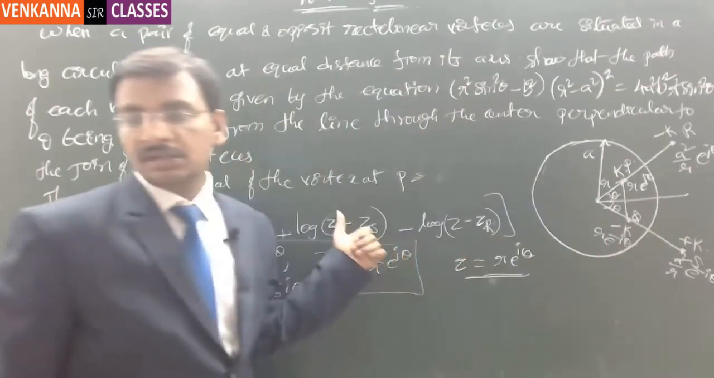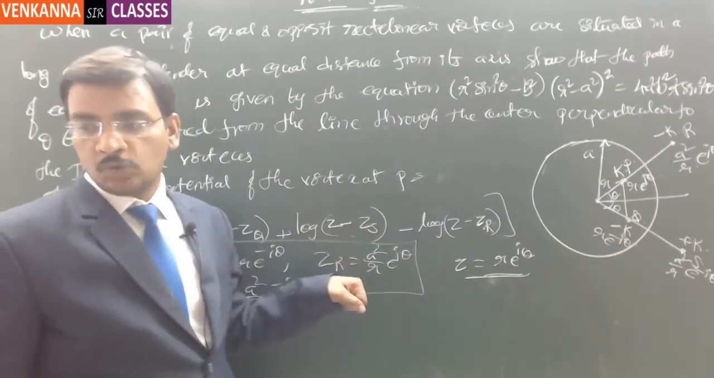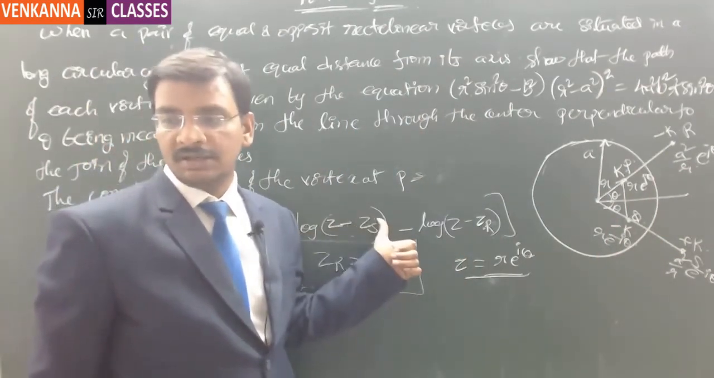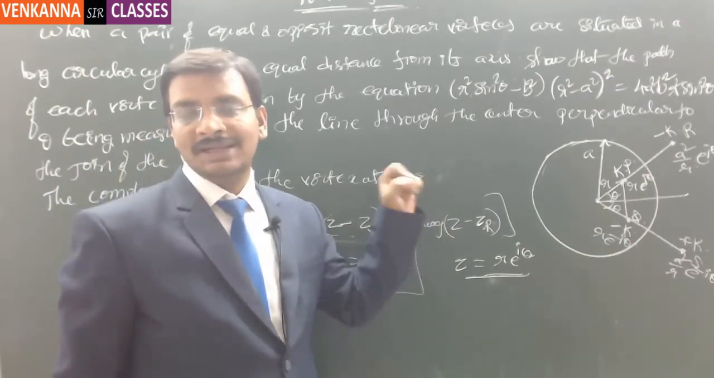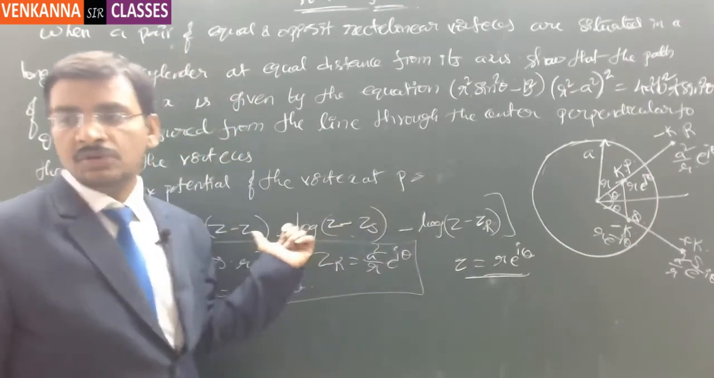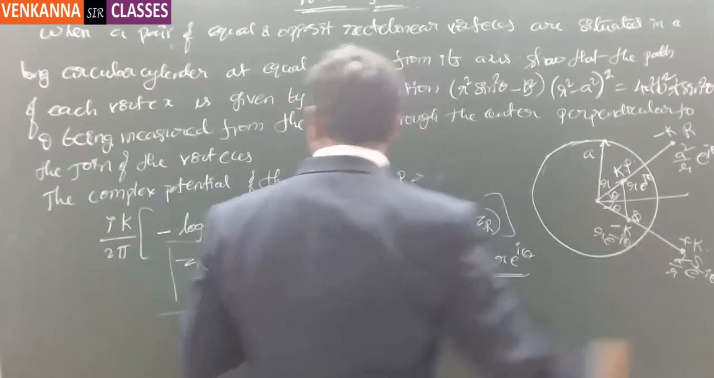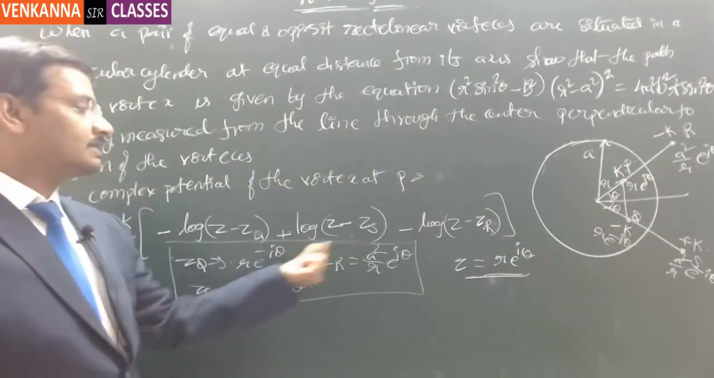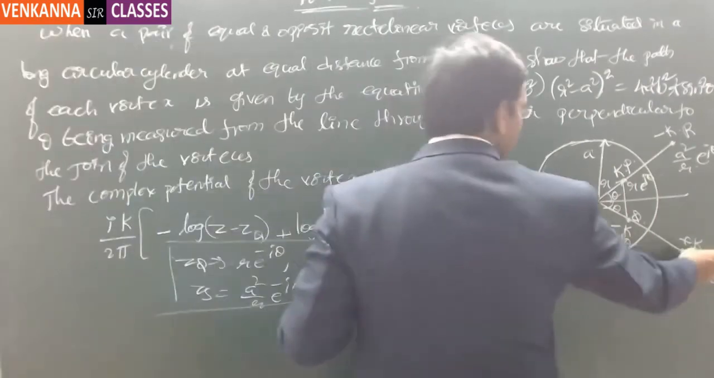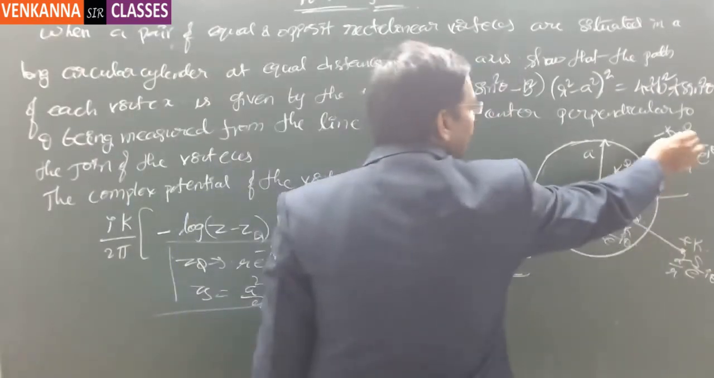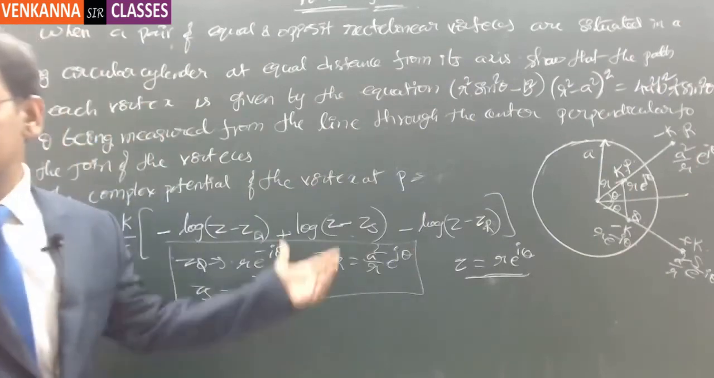Now, correspondingly the complex potential will be Ik by 2 pi times log of Z minus Zk. So Ik by 2 pi, where k is negative for certain values. For this particular one, at Q we have a negative k, and at S we have a positive k. This is plus k, and here it is again minus k. That's the reason I have considered it.